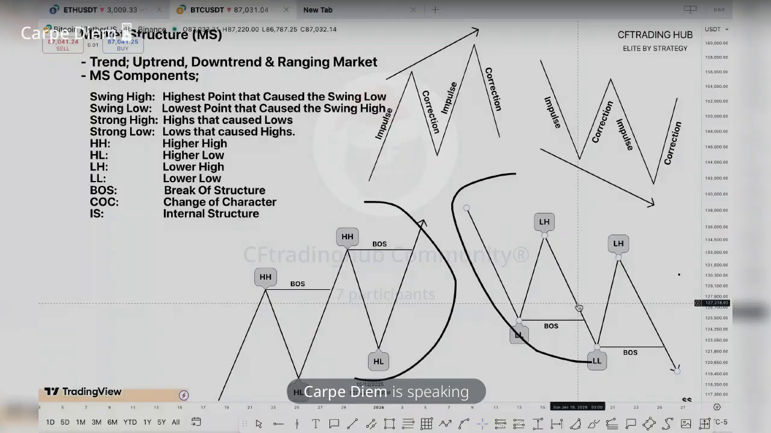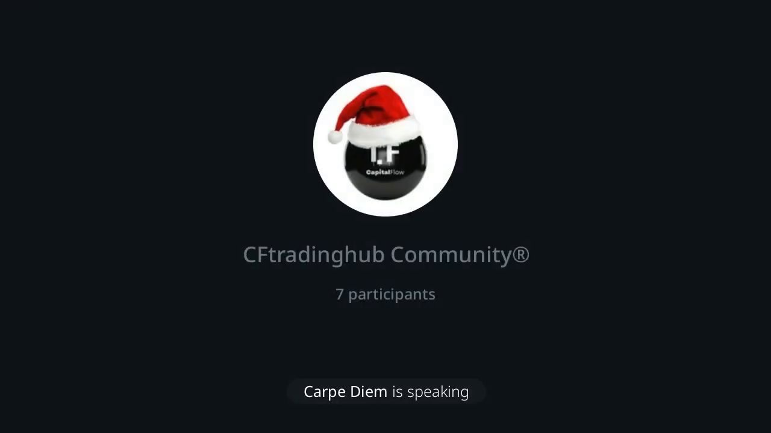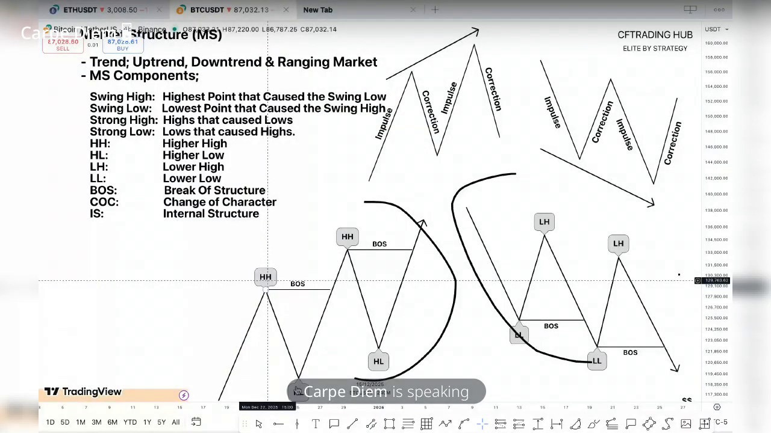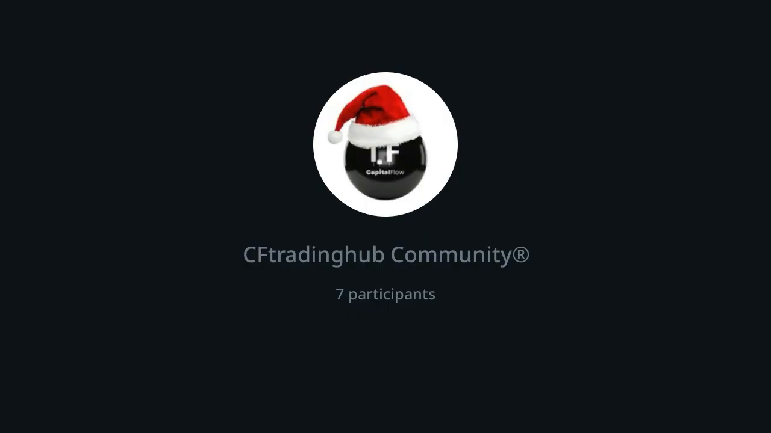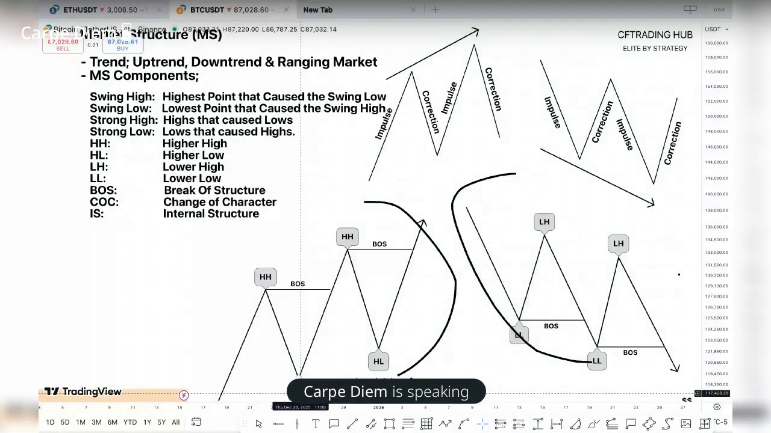Then in an uptrend, you have higher highs when you make a new high, and when we make a correction, the lowest point after the correction is our lower high. And like I said, what makes up a trend is what?